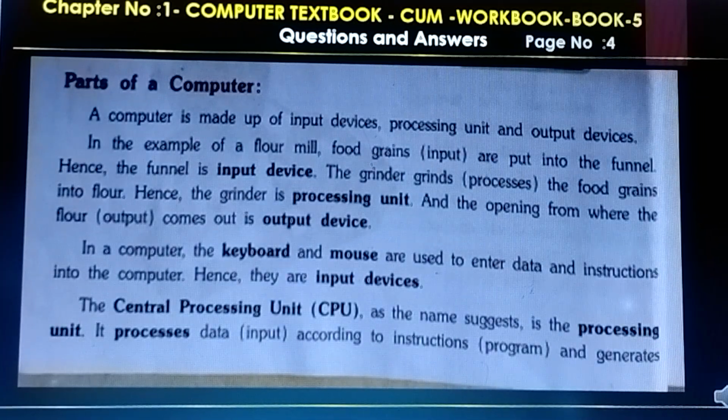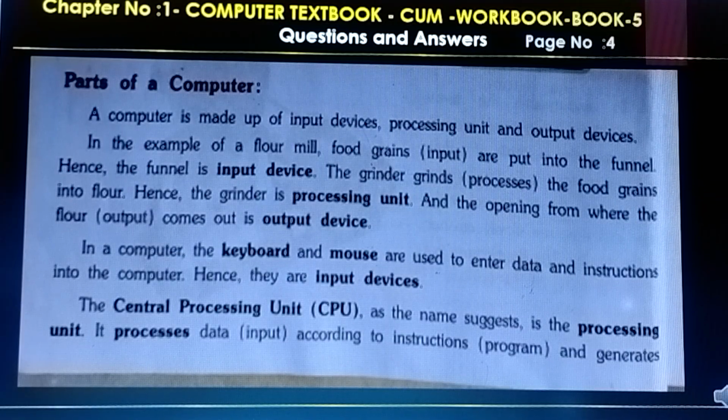Parts of a computer. A computer is made up of an input device, processing unit and output device. In the example of a flour mill, food grains (input) are put into the funnel. Hence the funnel is the input device. The grinder processes the food grains into flour. Hence the grinder is the processing unit, and the opening from where the flour (output) comes out is the output device.